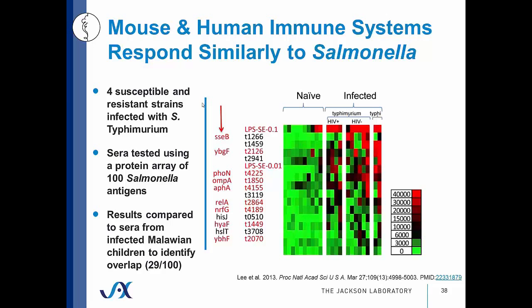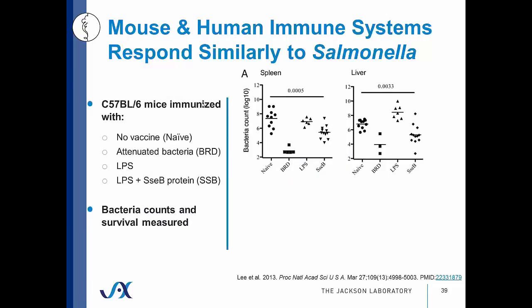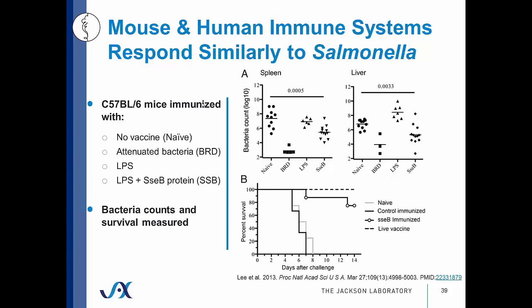a good vaccine candidate. So they immunized black 6 mice with either no vaccine or an attenuated Salmonella bacteria, LPS to enhance immune response, and LPS with SseB protein, and then they measured bacterial counts 4 weeks later in the spleen and the liver. And you can see that mice that were immunized with SseB had much lower bacterial counts as compared to the naive mice, both in the spleen and in the liver. When they also measured survival, you can see that SseB immunized mice had much prolonged survival as compared to the control immunized and the naive mice.